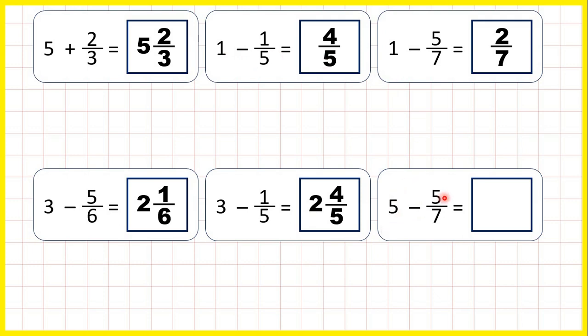Now 5 minus 5/7 is 4 and 2/7. Again, we can see how this is similar to the question above. If we've got 1 minus 5/7, we've got 2/7. So if we've got 5 minus 5/7, we've got 4 and 2/7, because 5 is 4 more than 1.